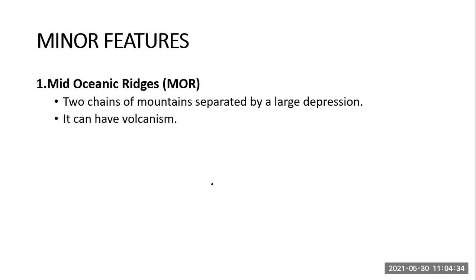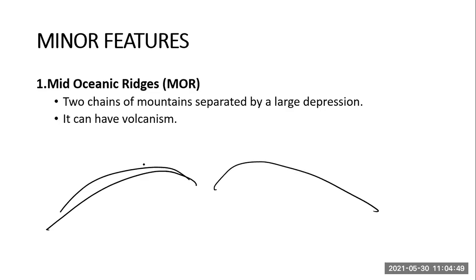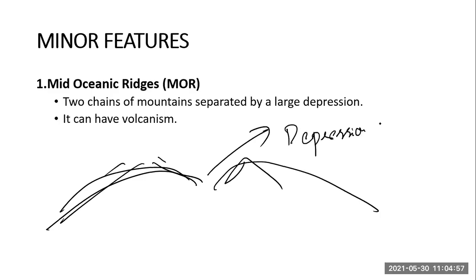The first one is called a mid-oceanic ridge. Mid-oceanic ridge: two chains of mountains separated by a large depression. It is what we call a mid-oceanic ridge. So the picture will look something like this. You will have two parallel mountain chains, random mountain chains, and these will be separated by a central depression. A large depression will be observed right in the middle. From this region, most often lava could be coming towards the surface. So this is also a region associated with volcanism. Two chains of mountains separated by a large depression is what we call a Moor system, and it could have volcanism as well.